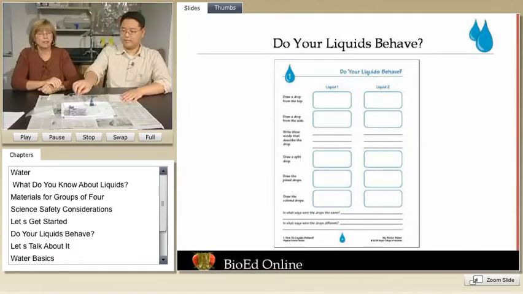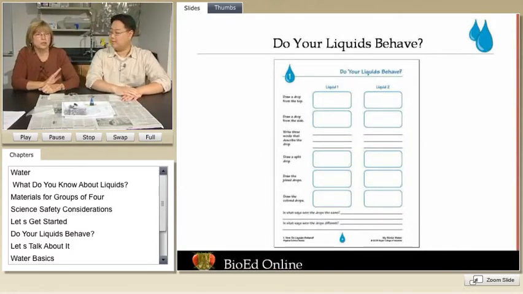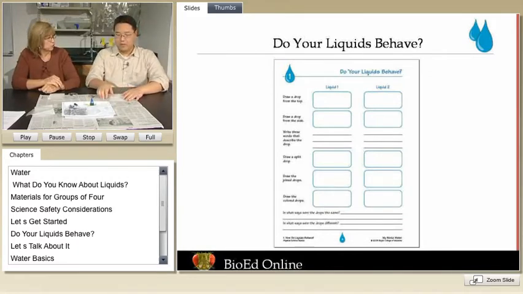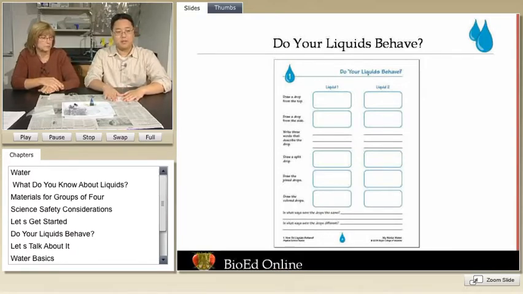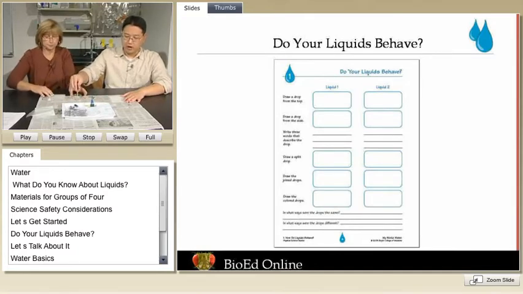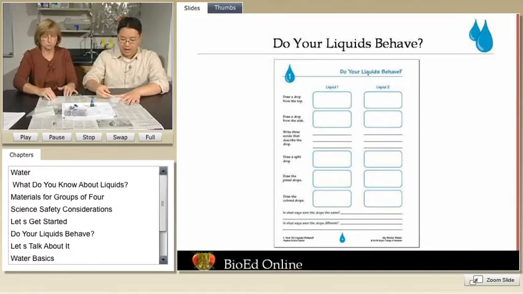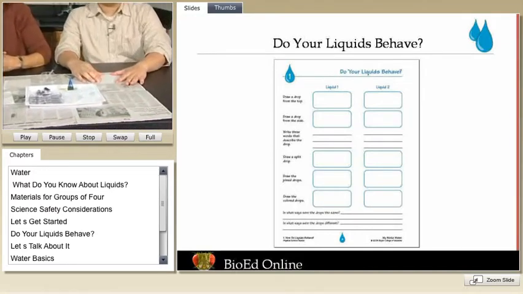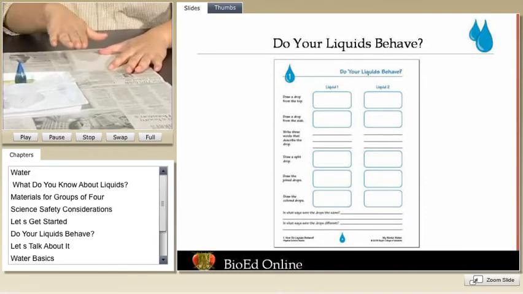Okay, well, let's look at the student sheet. We need to look at what are they going to do with the drops? To begin with, Michael, what's the first thing they're going to do? Well, we're going to have the students do several things. We're going to be working with Liquid One to begin with, and we're going to ask them to create a drop on their wax paper, and they're going to make a couple observations. The first observation is to look from the top, or a bird's eye view. So we'd have the students stand up and look down.